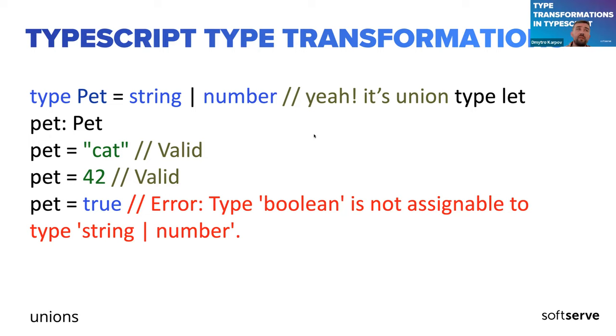Now let's focus on the code that I have prepared. We have the type Pet, which might be a string or a number. It's the union, the most simple version of the union. We can assign to Pet a cat or a number value, but if we would like to assign true, we are going to get an error, because we just defined that Pet is a string or a number. We can't assign a Boolean variable. I hope this example helps. This is very basic.